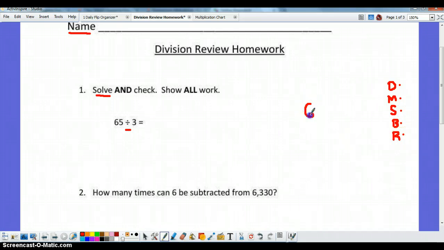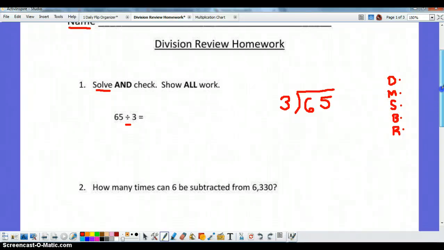So I have a dividend of 65. That goes on the inside of a division house. Then on the outside is my divisor, which in this case is 3. Now the students will run through these steps over here and figure out what the answer is to 65 divided by 3 by using these steps. I feel comfortable that they should be able to do that one pretty much independently.